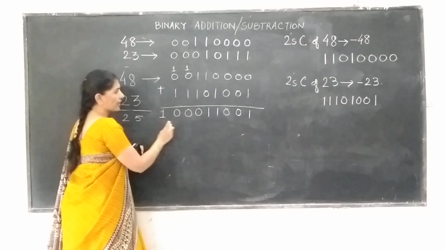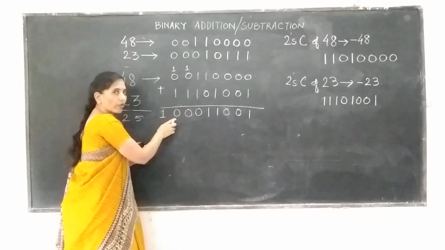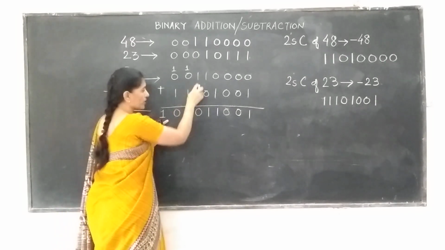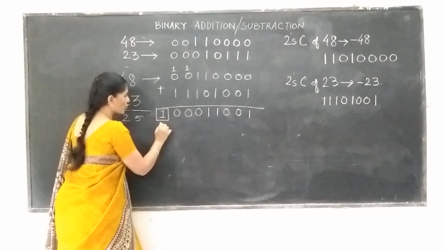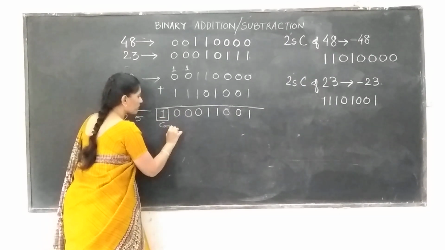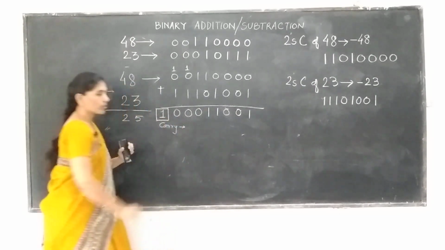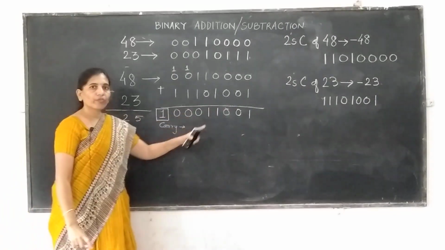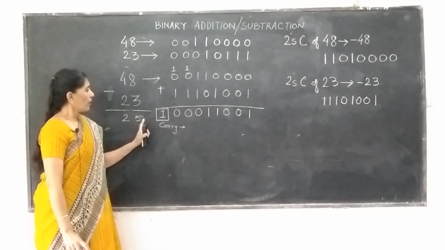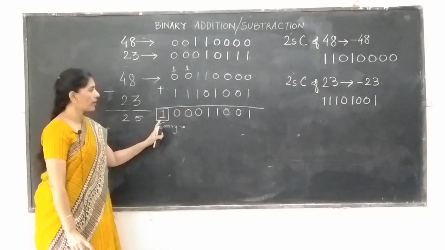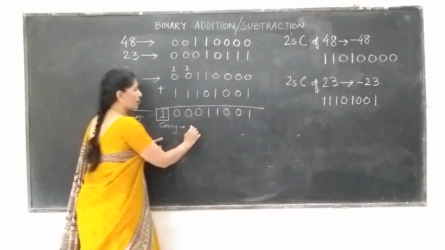So now there are 8 bits which are generated from this addition, and in addition to that there is one extra carry which is generated. Now if we are using the 2's complement method for doing such type of subtraction, and if a carry is generated, then this carry has to be discarded.